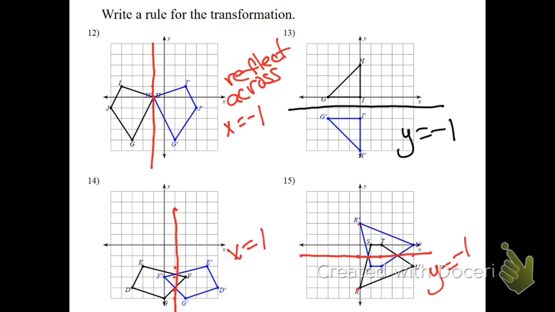Okay, hopefully that helps. Again, nothing really new, sort of the same thing we did yesterday. You do have to know how to name your lines. Remember, if they're vertical and go through an x-axis, they're x equals. If they're horizontal and go through the y-axis, they're y equals. And I think it helps to draw them first.